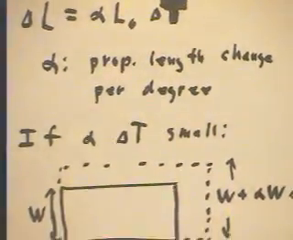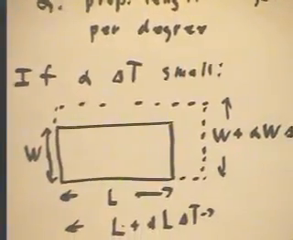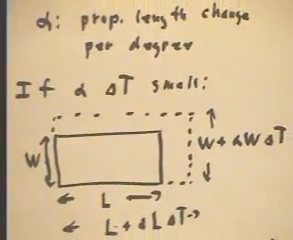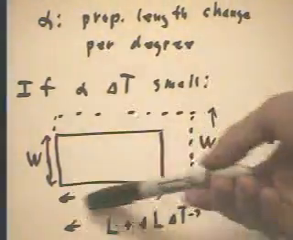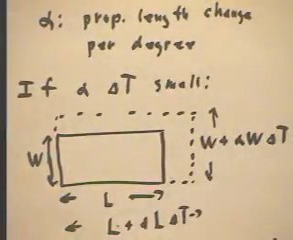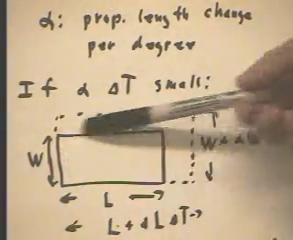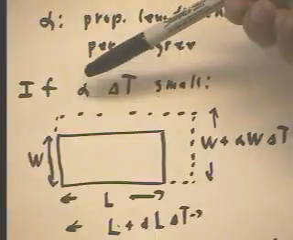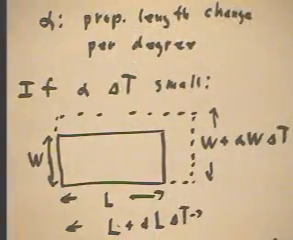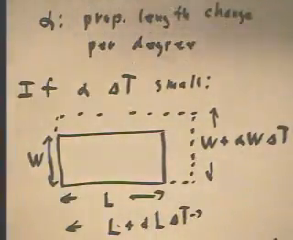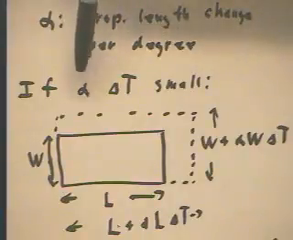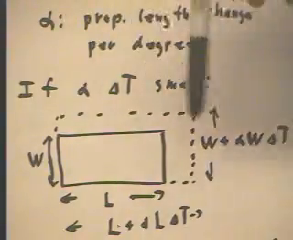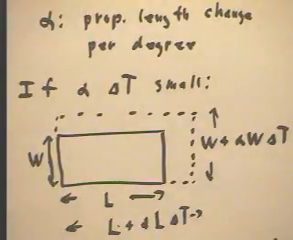If we have a rectangular region, length L by width W, of a material with coefficient of linear expansion alpha, this is called the coefficient of linear expansion, as you should know by reading. If the coefficient is alpha, then alpha delta T again is the proportion by which lengths change. Now by length we mean any linear dimension of the material.